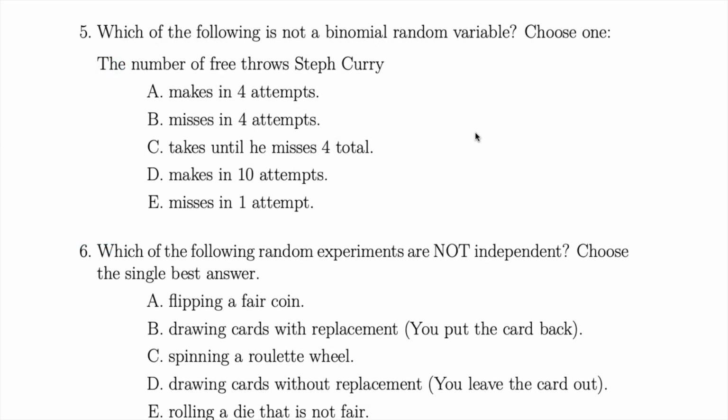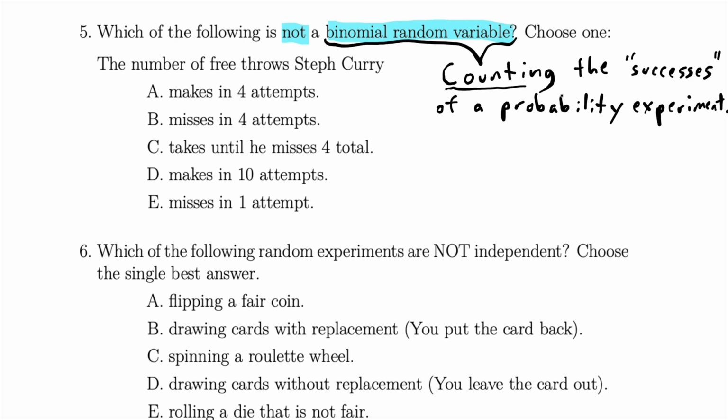So in number 5, we have some multiple choice problems, and we're asked which of the following is not a binomial random variable. So binomial random variables come from when you are counting. They're always counts, and they're counts of what we call successes of some probability experiment. In this case, it's him shooting free throws. You'll notice that these are all counts, so that doesn't actually help us figure out the answer to this problem, but there are 4 requirements for a count to follow a binomial distribution.